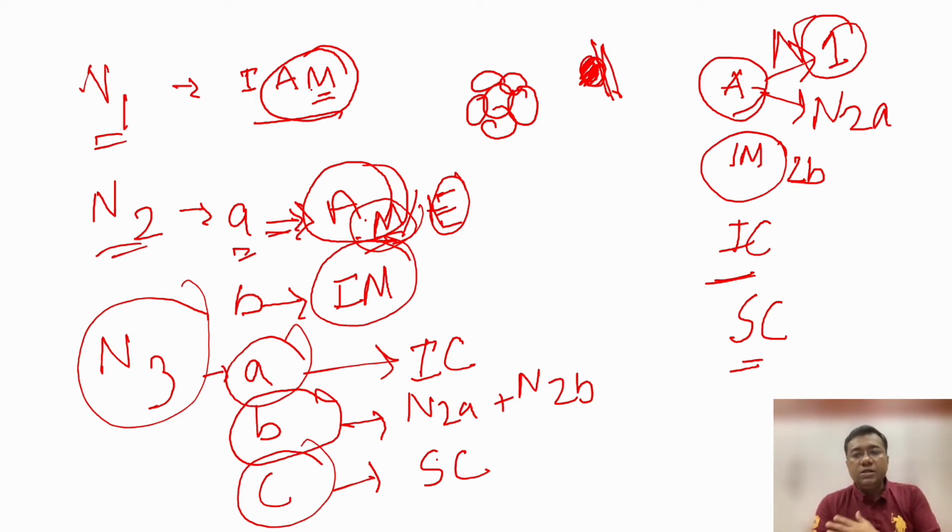So N1 means ipsilateral axillary mobile. N2A means ipsilateral axillary fixed or matted. Clear? N2B means ipsilateral internal mammary. From there, where will it go? It will first go to infraclavicular, so it is N3A. And the final destination is supraclavicular. That is N3C. And N3B is equivalent to 2A and 2B, that means both internal mammary as well as axillary. So that's how you should remember the nodal status of axilla in relation to breast cancer.